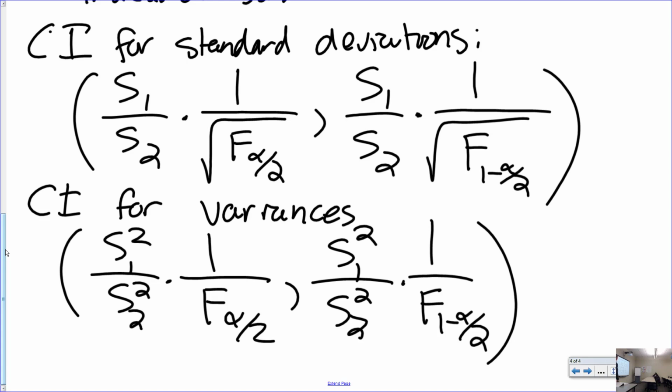So just note the difference between standard deviation and variance. It's the exact same difference that we have with them right now. Standard deviations are the square root of variance, so adjust.